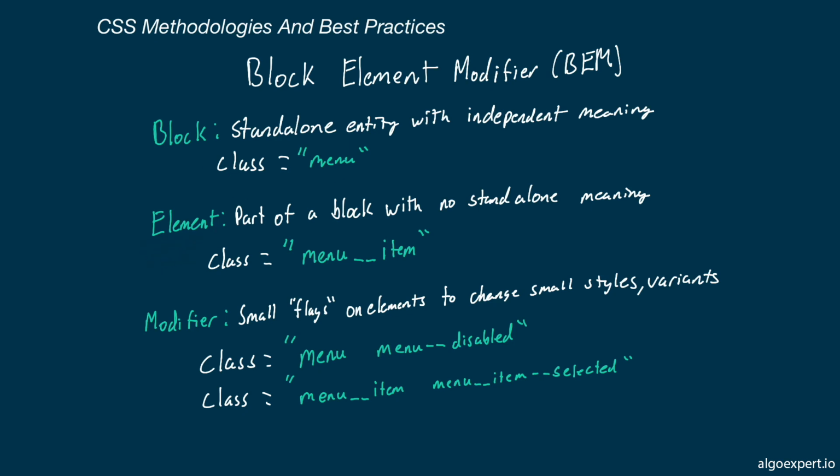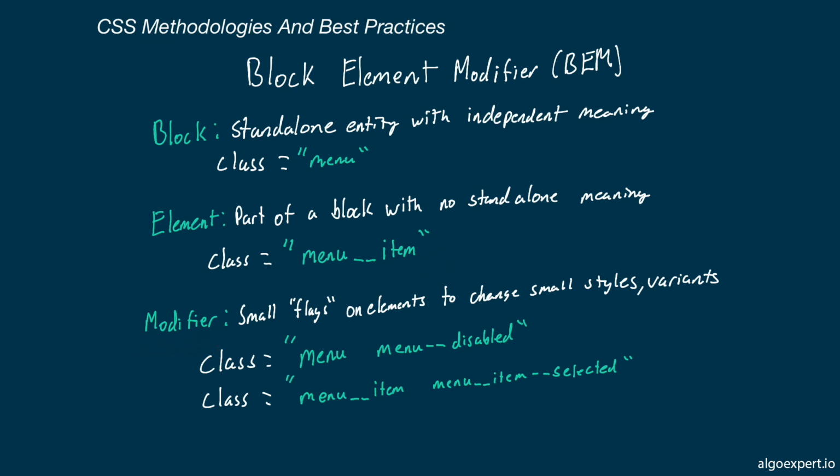Next, elements are part of a block with no standalone meaning. For example, in the menu, a single item could be an element. We select these with class names that are the name of the block, then two underscores, and then finally the name of the element. For example, we could say menu, and then have two underscores, and then item for the name of that menu item class.